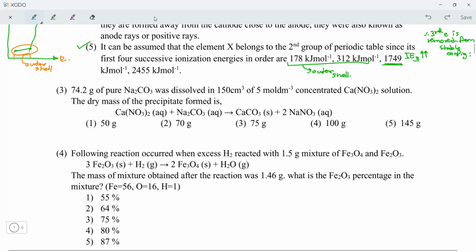Okay, so first of all, let's find the molar mass of sodium carbonate. Sodium 23 and carbon 12, oxygen 16 into 3, that means 48. 48 and 12 is 60, 60 plus 23 into 2, because there are two sodium atoms, that means 60 plus 46, you are having 106 grams per mole. So then to find moles, you can use the mass over molar mass formula. 74.2 grams, 106 grams per mole.